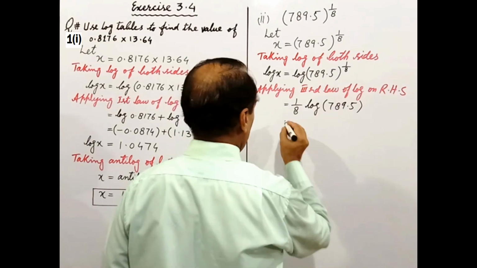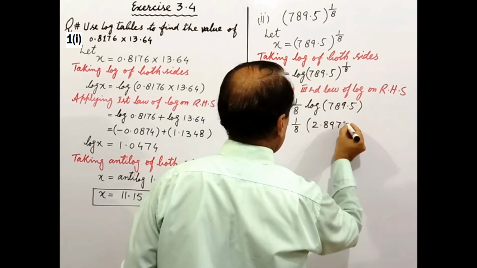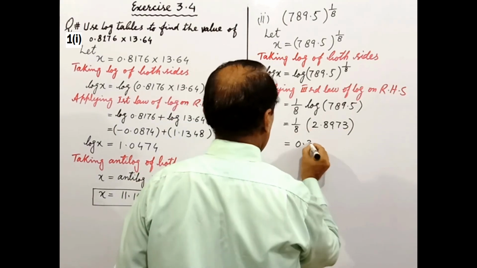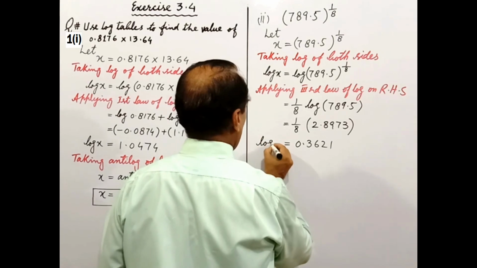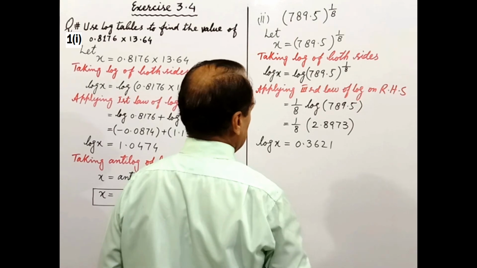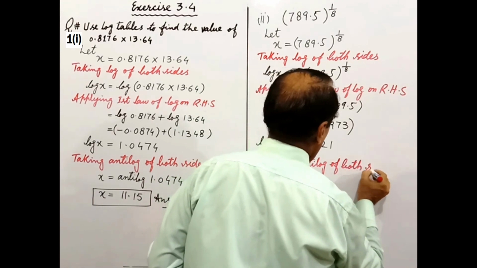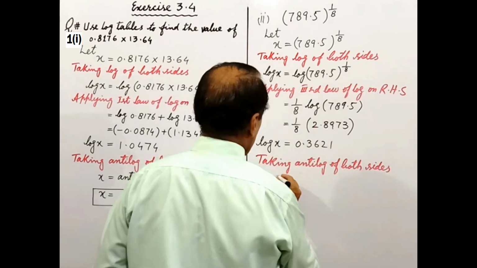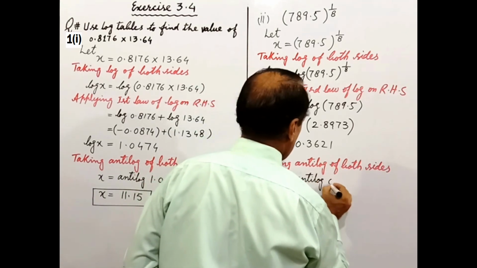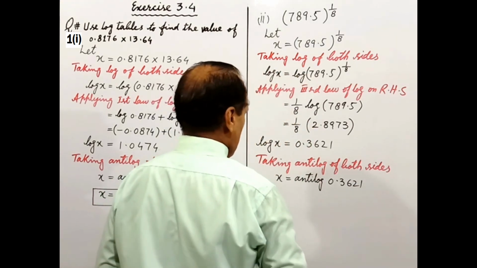2.8973. Dividing 2.8973 by 8, we have a single value equal to log x. Now we apply the definition of anti-logarithm, that is we take anti-log of both sides. We have x equal to anti-log 0.3621, as log is cancelled by the anti-log on the left hand side.